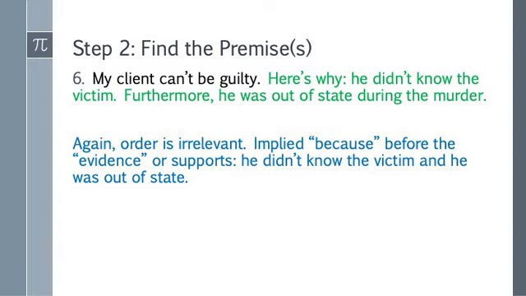Step 2, find the premises. Again, order is irrelevant. There is an implied because before the evidence or supports for this argument. He didn't know the victim and was out of state.